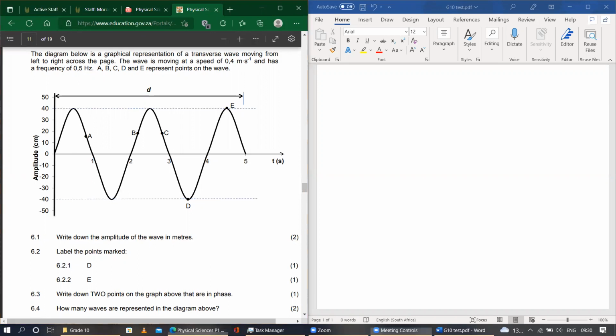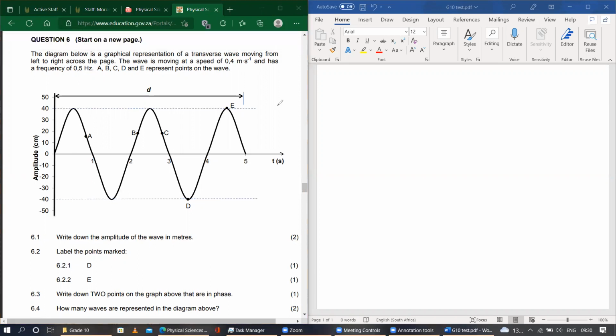Because I'm pretty sure after light, after waves, you're gonna be doing sound. Oh, let me just place this somewhere nicely.